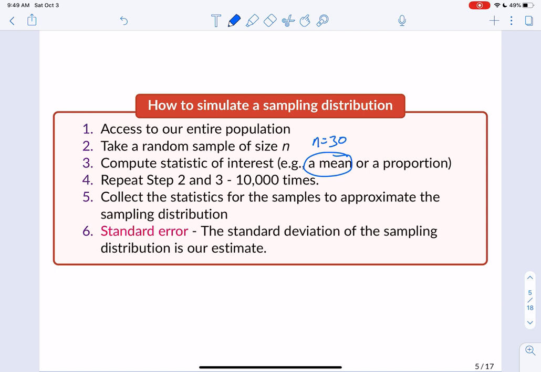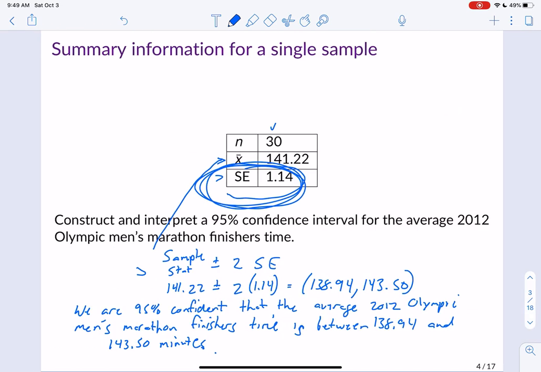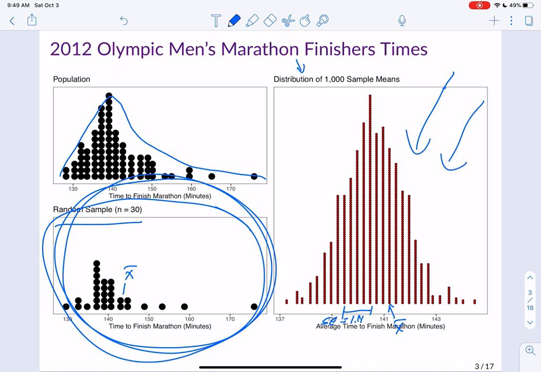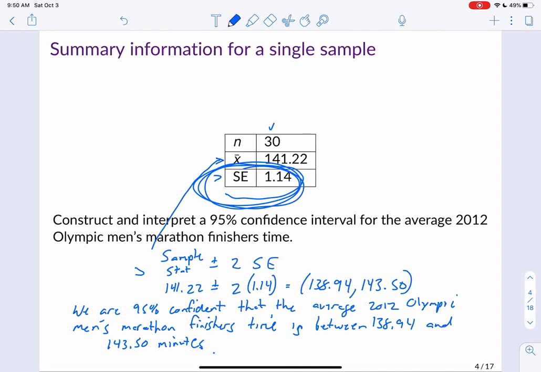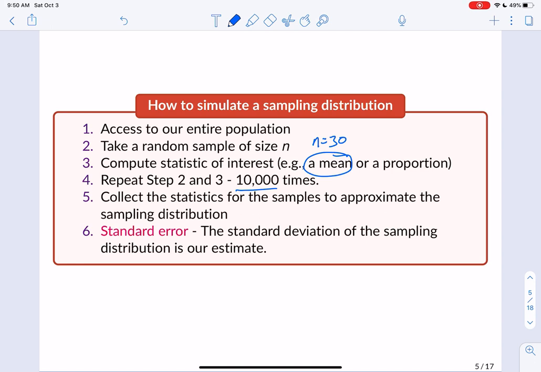You can also do this for a difference in proportions or a difference in means or a correlation, as well as other statistics. You're going to repeat steps 2 and 3, say 10,000 times. Whenever you're doing simulations, you're always going to do it a lot, at least 10,000 times. Then you collect those statistics that you calculated in step 3 and repeated 10,000 times, and use them to approximate the sampling distribution like what we did here. So this is an approximation. This has only got 1,000 sample means in it, because I couldn't easily show 10,000. Then we allow the standard deviation of that sampling distribution to be our estimate of the standard error.